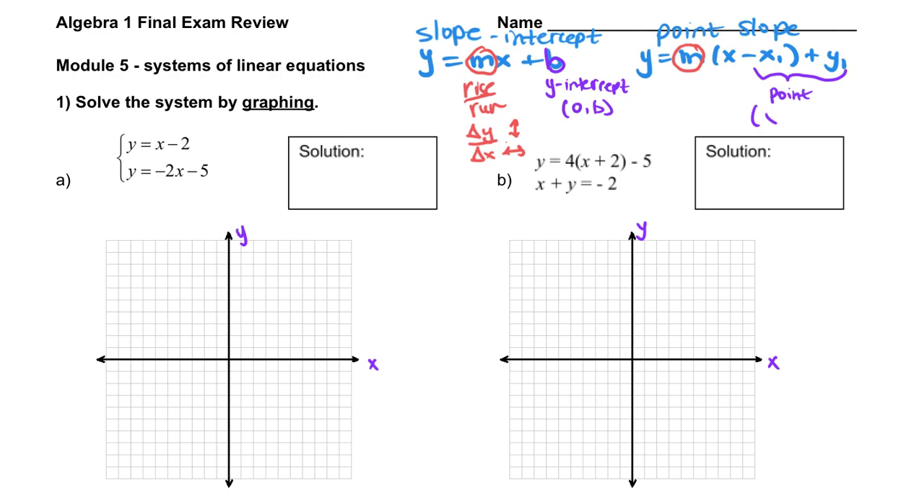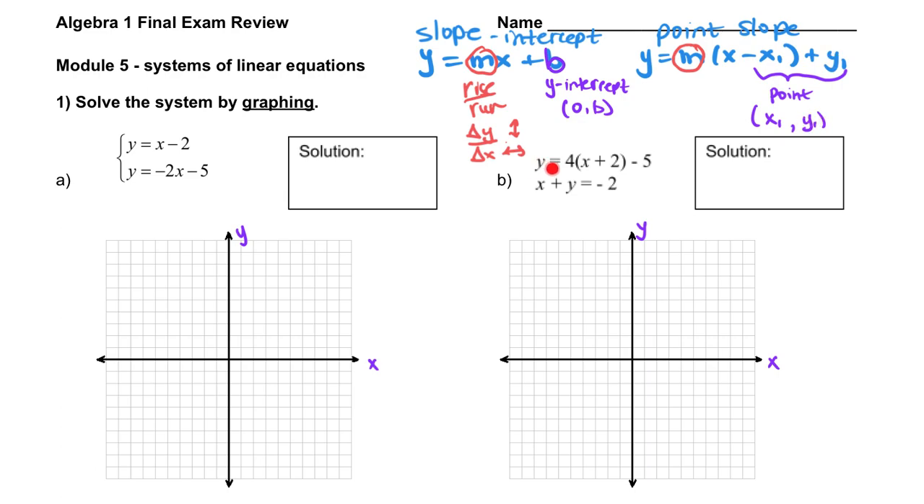You have to remember that it's opposite of the x value right here. This negative right here, whatever I have inside is going to be opposite of what I have for my point. And then the y value is the same. It's outside my parentheses and it's the same.